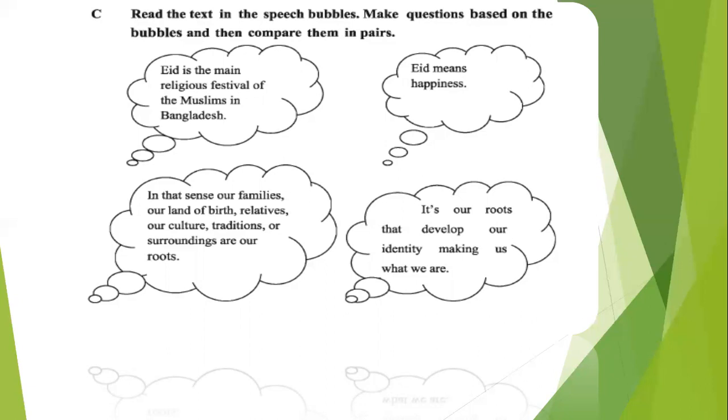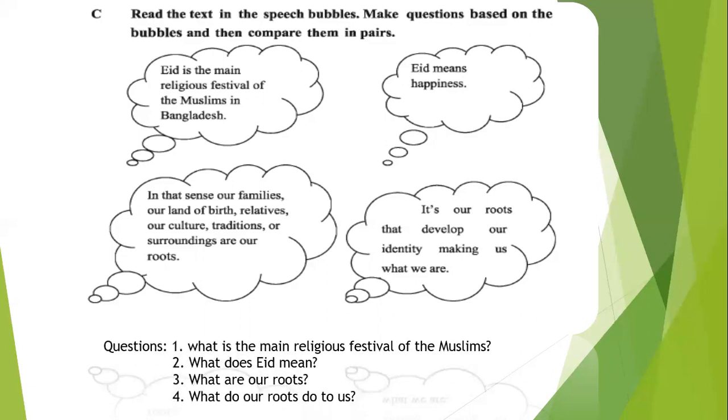It is said in the instruction that make questions based on the bubbles. Can you make questions from this statement? I hope you can. Now you match the questions. Number 1, here will be, what is the main religious festival of the Muslims? You all know in our country most of the people are Muslims. So it is the main religious festivals of the Muslims in Bangladesh. It means happiness. The question will be, what does it mean? In that sense, our families, our land of birth, relatives, our culture, traditions, or surroundings are our roots.